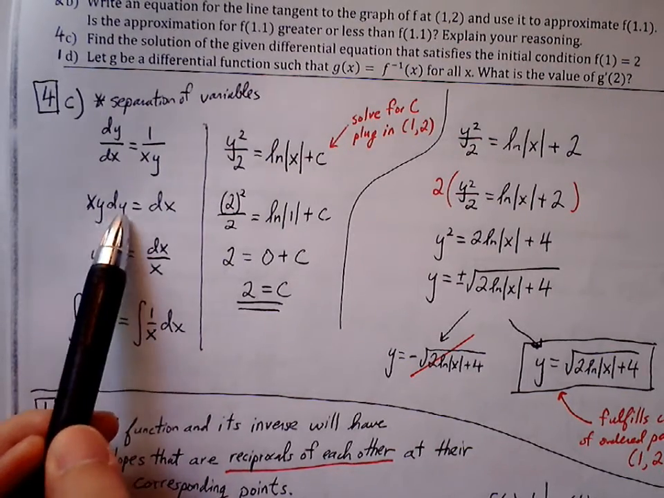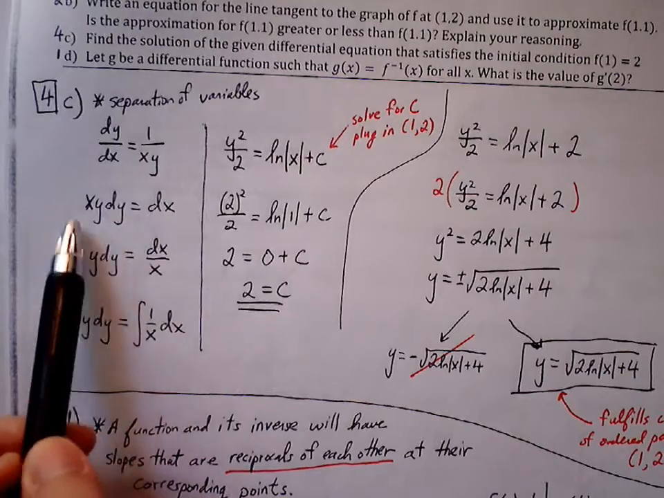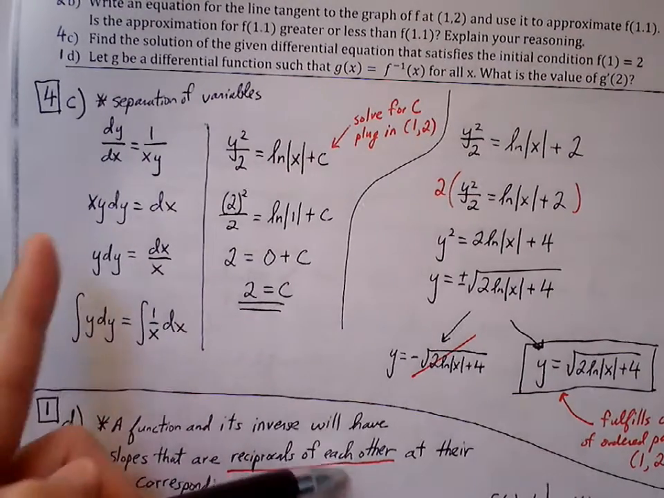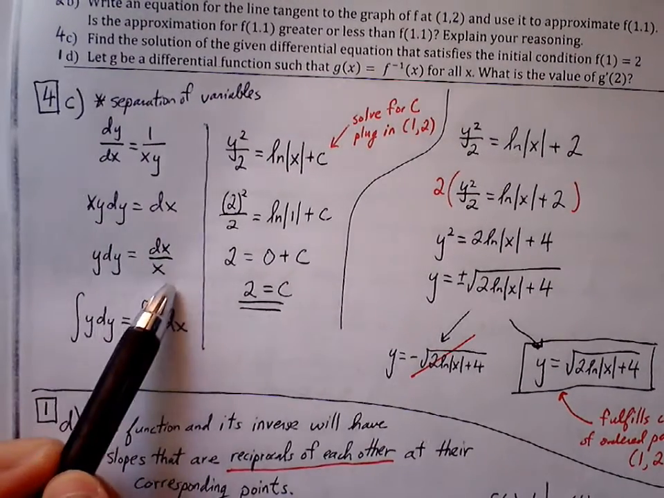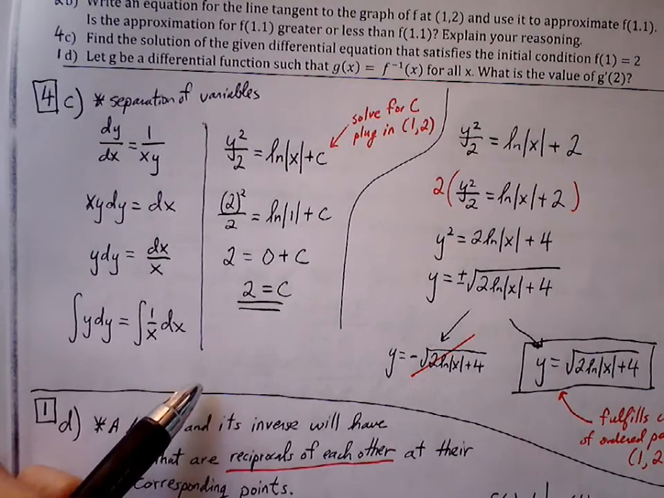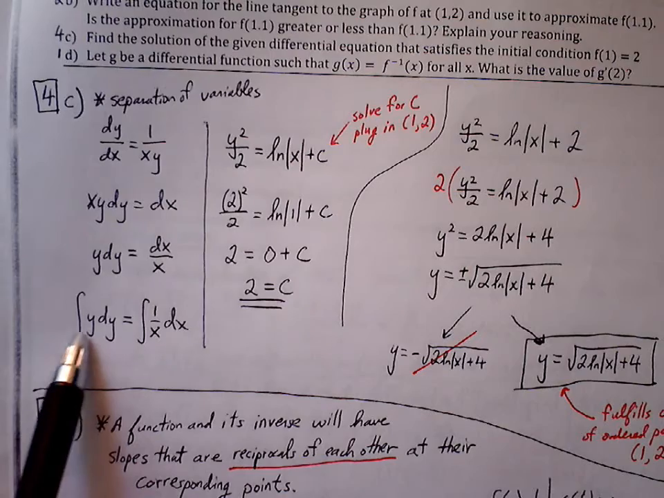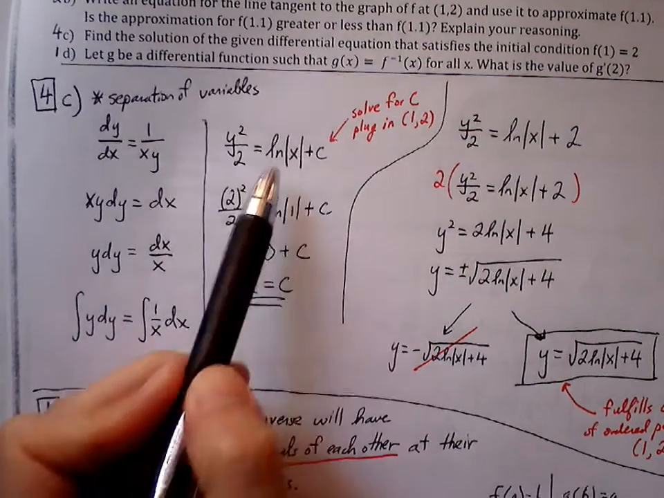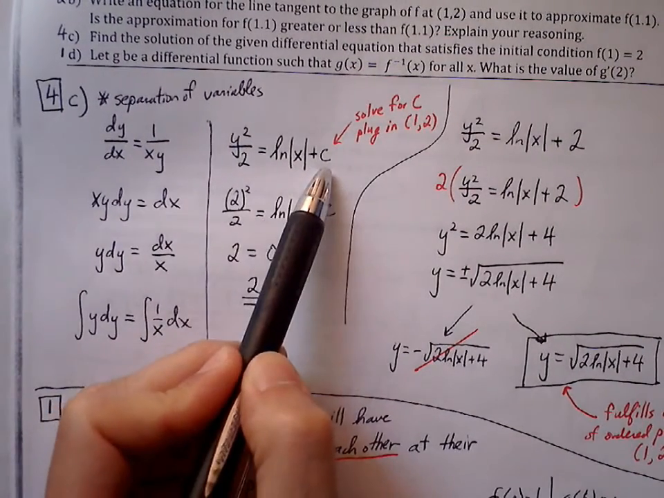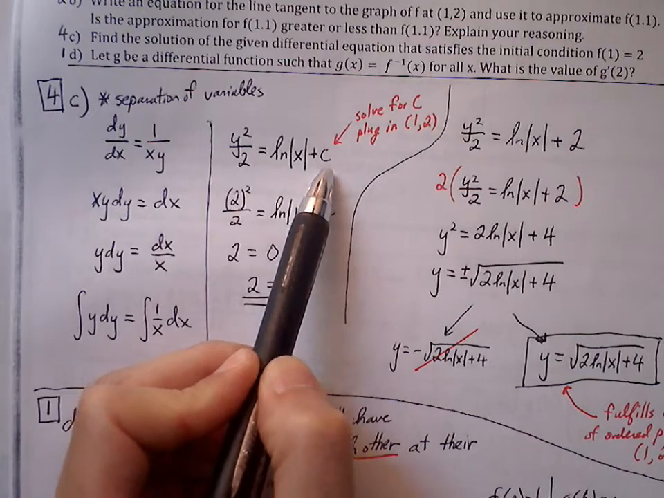Our y and dy are in the right place. The dx is in the right place. Just this x is out of place. So we're going to divide that x over to the right side. So we have integral of y dy, integral of 1 over x dx. Power rule on this side, natural log on this side, and plus c. Don't forget that plus c shows up.